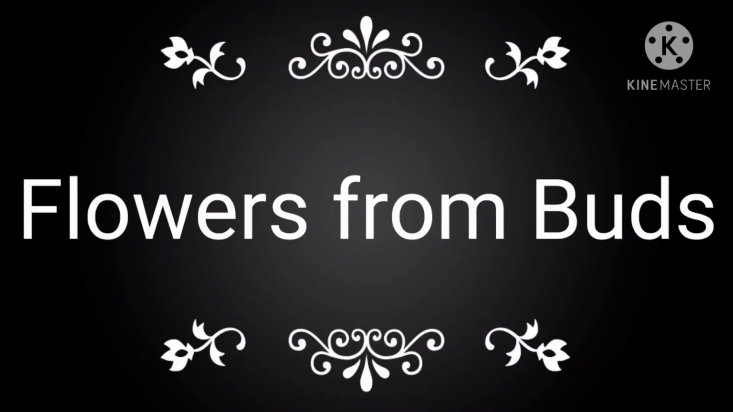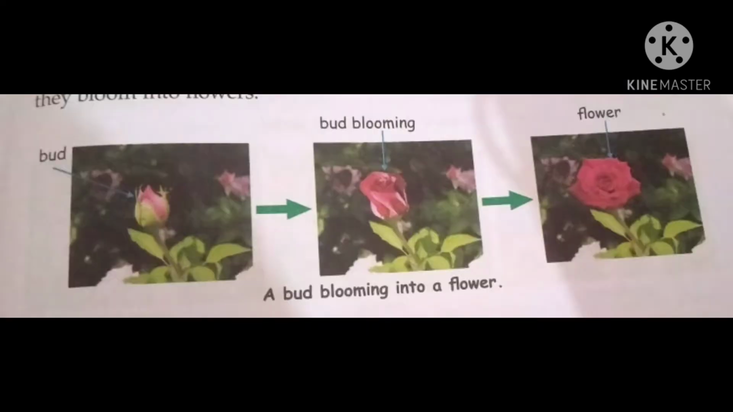Now let's see how we get flowers from buds. Kids, flowers grow from buds. When buds open, they bloom into flowers. On the screen, you can see an image where the process of a bud turning into a flower has been shown.